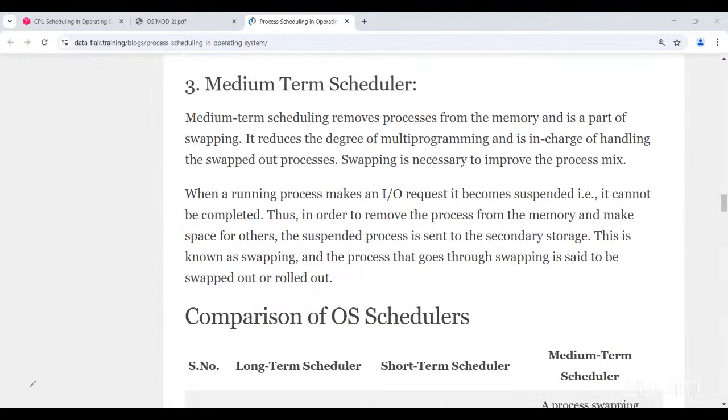Next one, when a running process makes an IO request. It will make an IO request for every process execution. Now these are all the classification of the process scheduling.